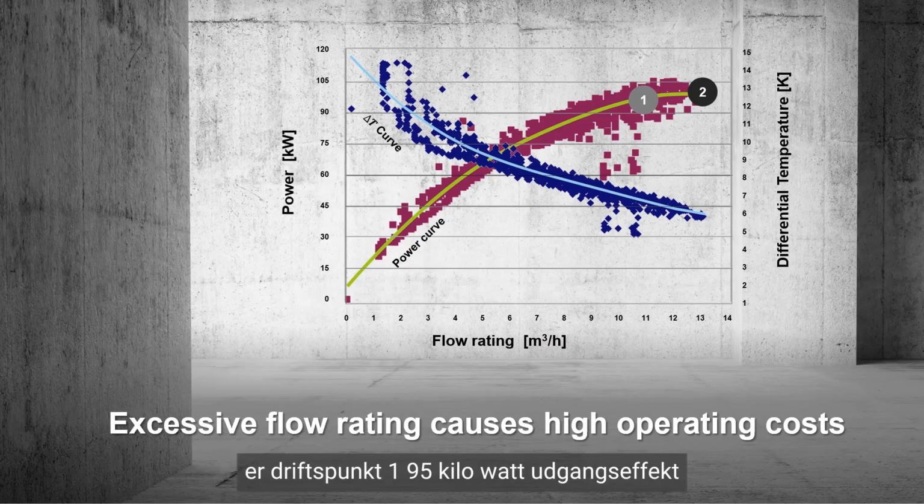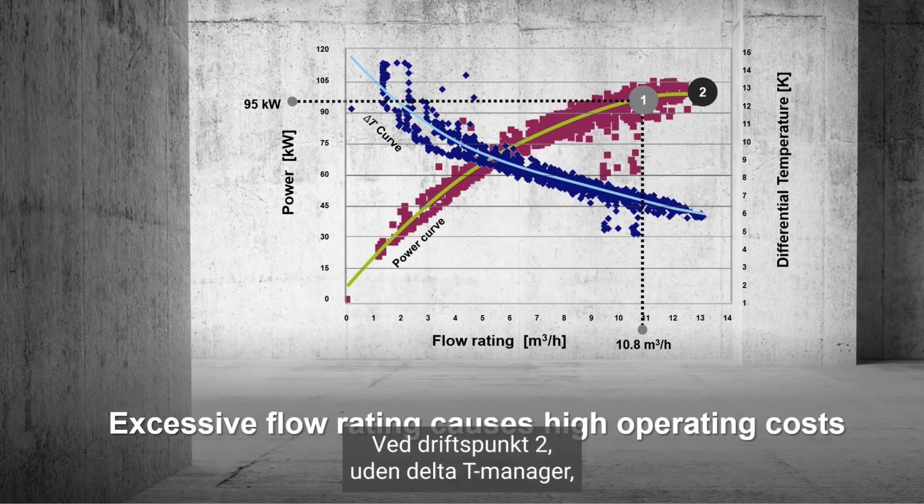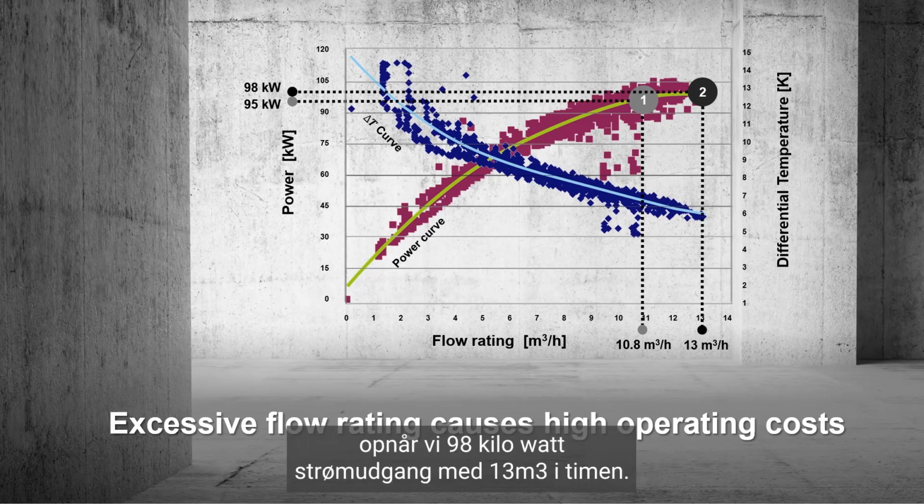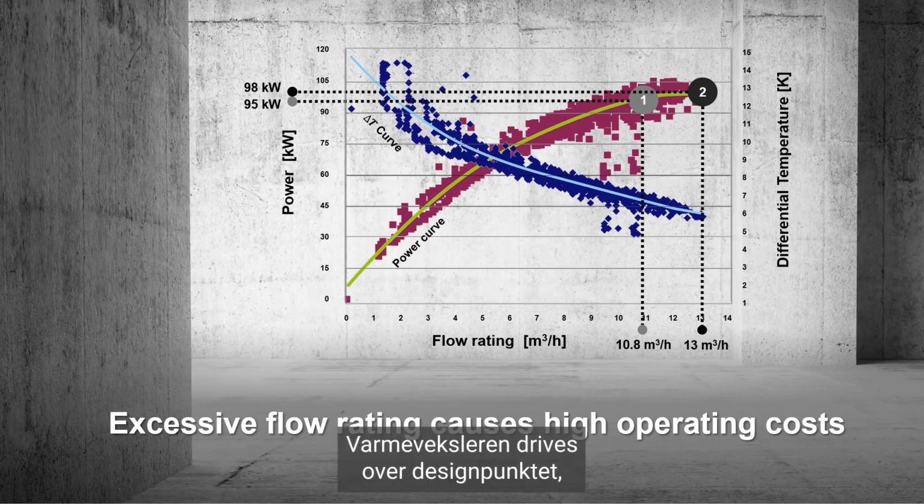In our practical example, the operating point 1 is 95 kW power output with a flow rating of 10.8 cubic meters per hour. At operating point 2, without delta T-manager, we achieve 98 kW current output with 13 cubic meters per hour. The heat exchanger is operated above the design point, which is called saturation.